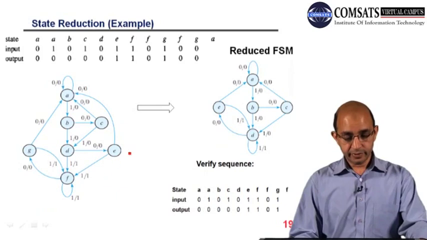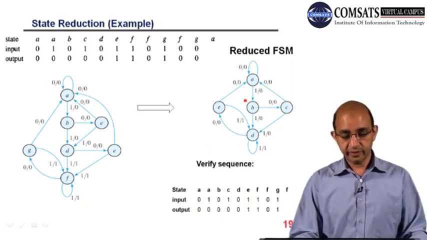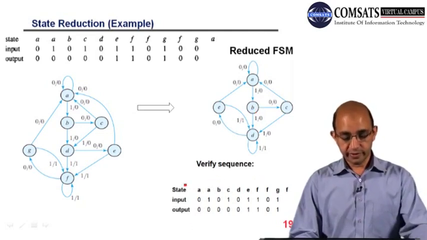So this is the state diagram we got from the state table directly, and after the simplification we have this reduced finite state machine. And we can verify the sequence. So this is the state, input and output.